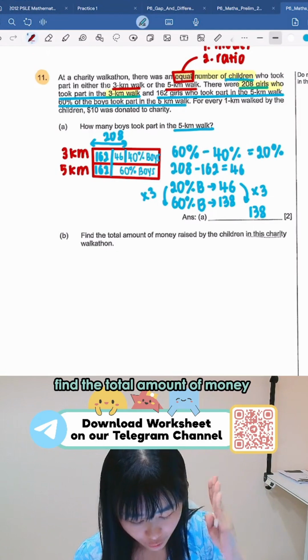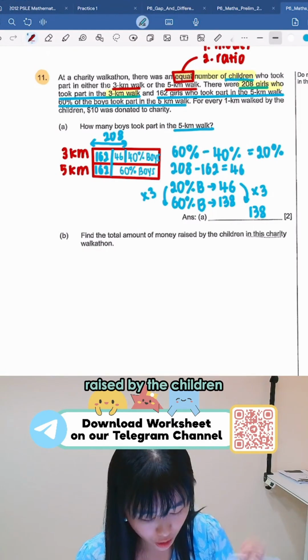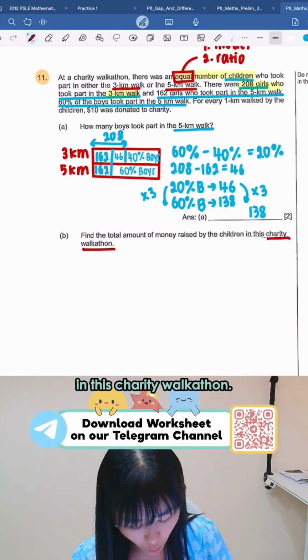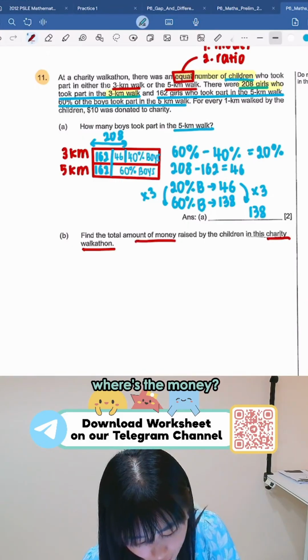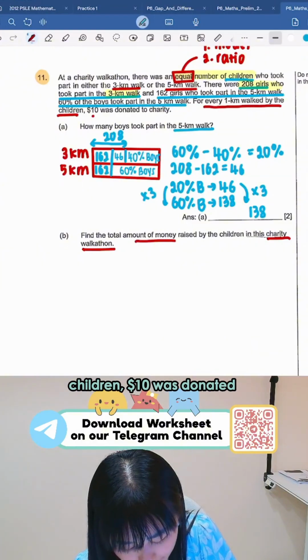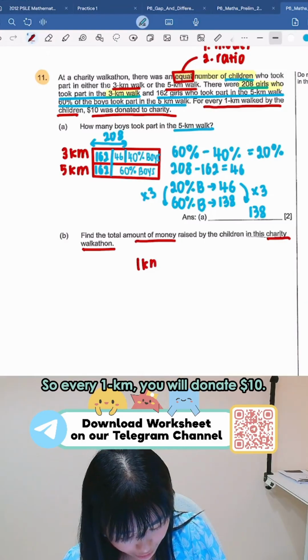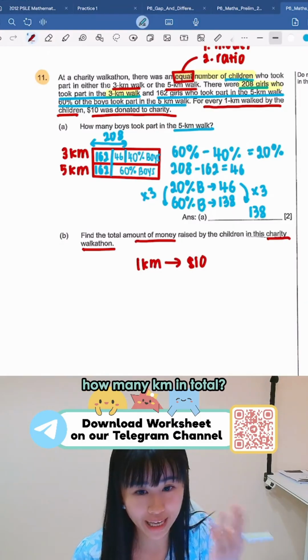Okay, part B. Find the total amount of money raised by the children in this charity walkathon. Let's look at the money. Where's the money? Okay, I haven't read this part. For every 1 km walk by the children, $10 was donated to the charity. So every 1 km, you will donate $10. So first of all, I want to know how many km in total.